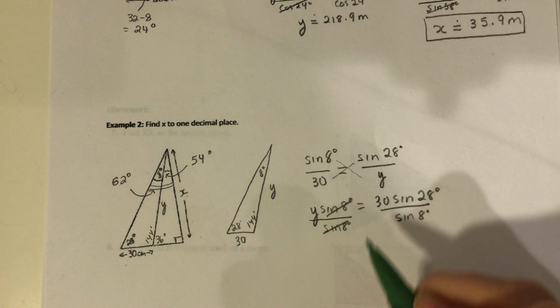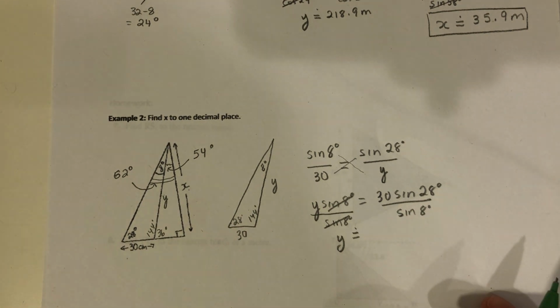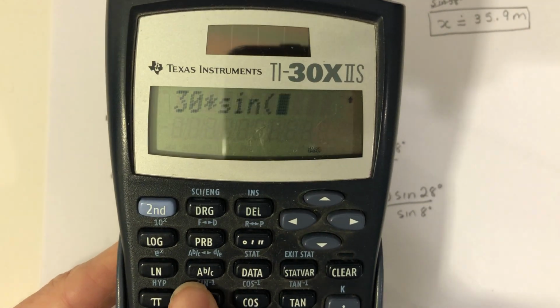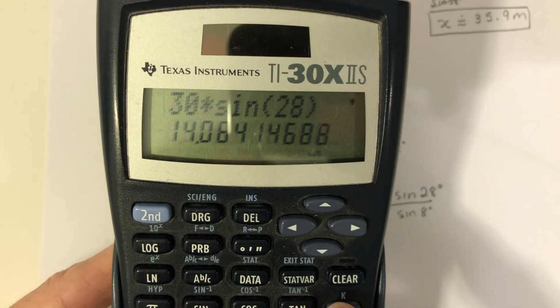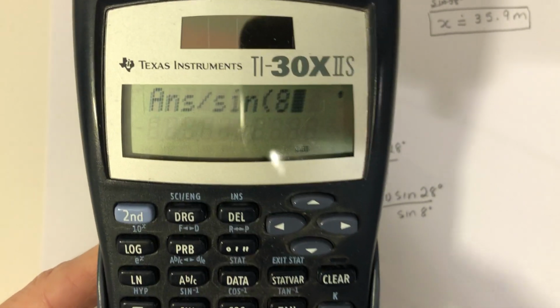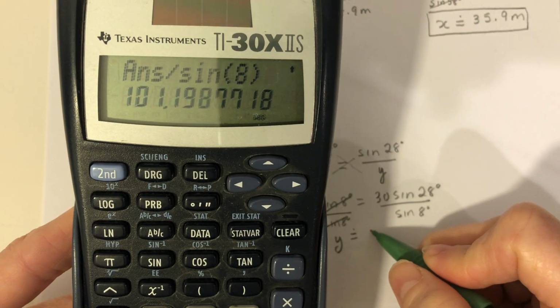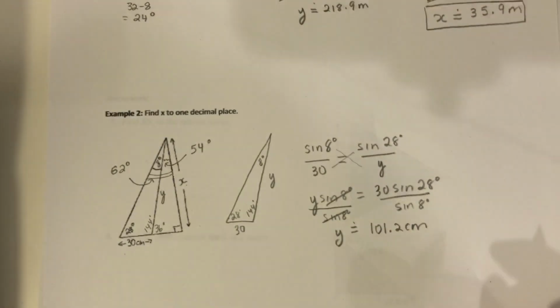And that will allow that and that to cancel. So I'm going to get an approximate answer for y. Again, putting that into your calculator, 30 times the sine of 28 degrees. I'm going to push equals, divided by the sine of 8 degrees. And that gives me approximately 101.2 centimeters for my y.